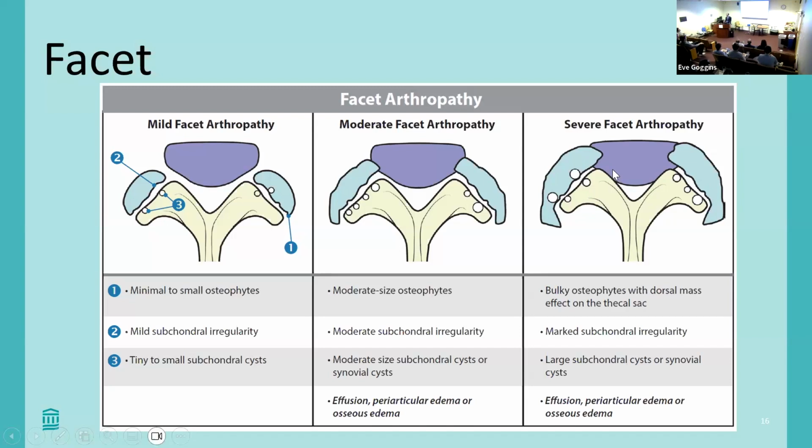And then severe is the final step where there's large bulky osteophytes, large cysts, marked subchondral irregularity. And this would be thought to be perhaps the most symptomatic if it's a facet-mediated process, or most prone to compressing nerves, even if the facet joint itself was asymptomatic.